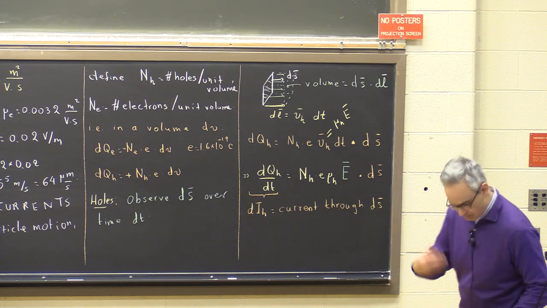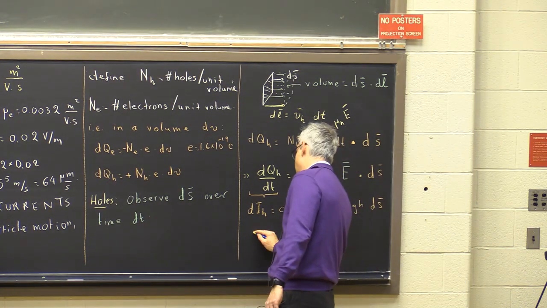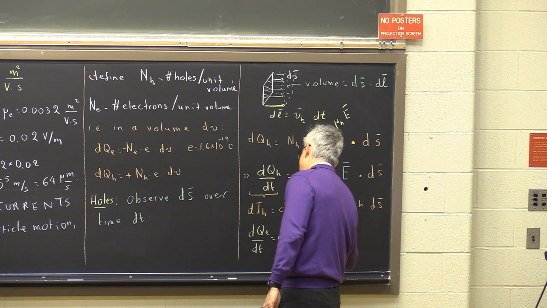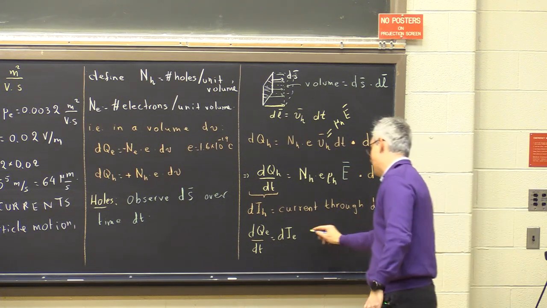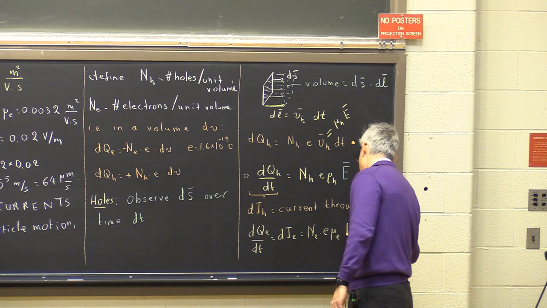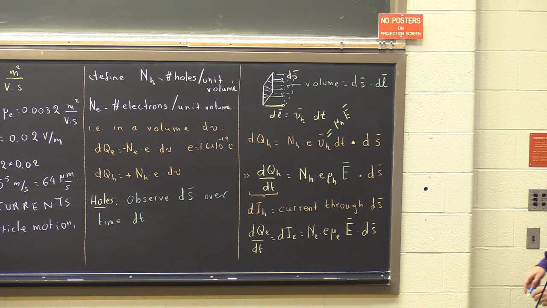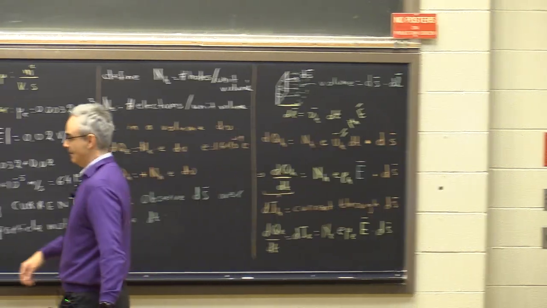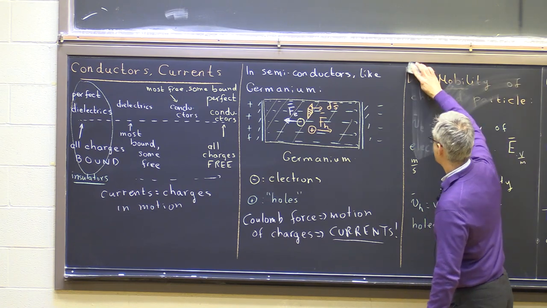Similarly, and I won't repeat the calculation, you can find the corresponding charge that we have due to the electron motion, and that gives you, as I argued before, a current that you need to add to this current, equal to Ne times E mu E E dot ds. So I have to add up these two currents and find the total current that flows through this differentially small area ds. So I will do that now.